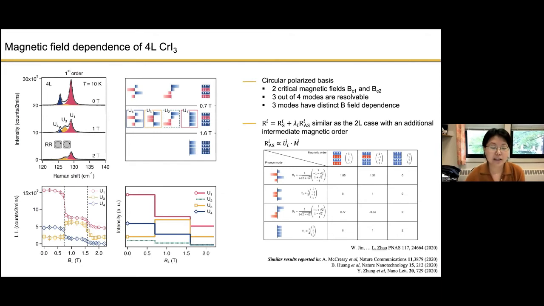To test this idea, we can do a field dependence of the 4-layer chromium triiodide. For 4-layer chromium triiodide, there are 2 critical fields, one at 0.7, the other at 1.6. This corresponds to 3 types of magnetic structures. And then we have these 4 modes for 4 layers. Their direct products with those vectors are put in this label. Using this label, we can well reproduce the mode intensity changes as a function of the magnetic field when the magnetism switches from 1 to 2 to 3.